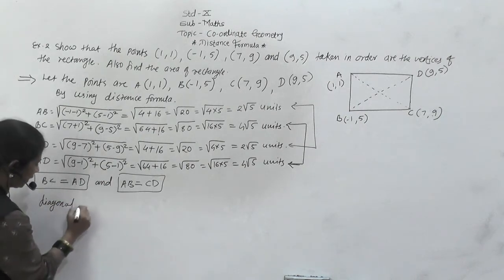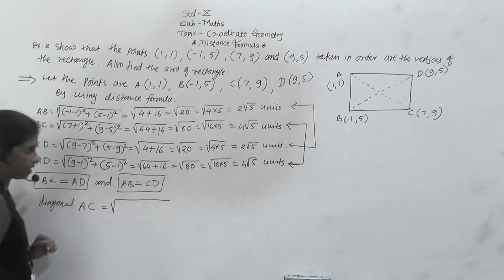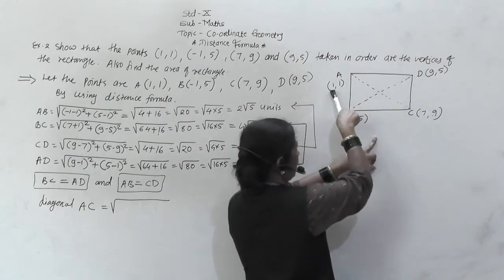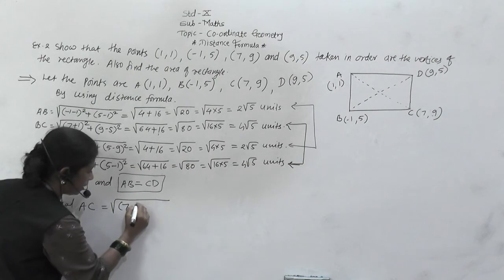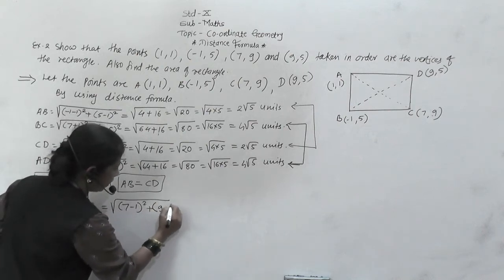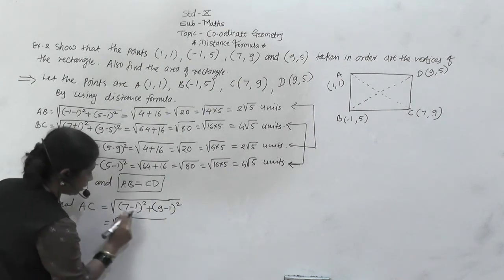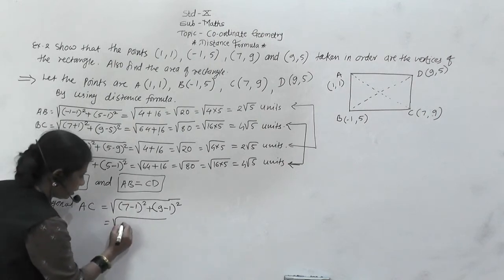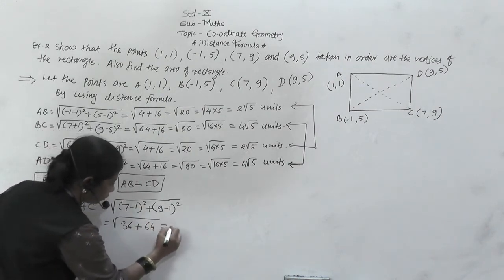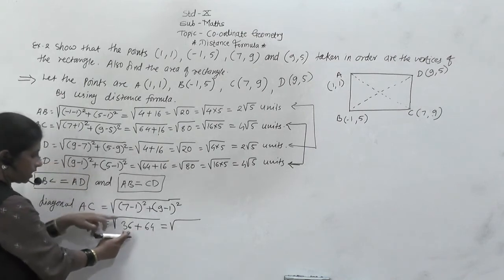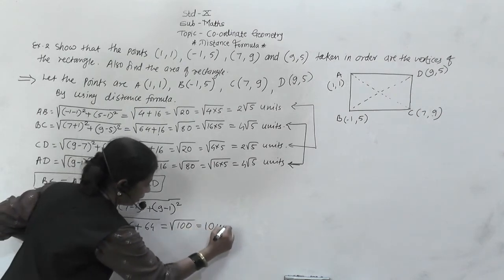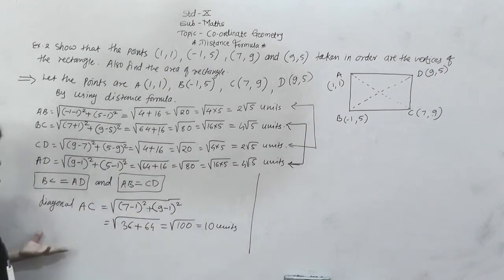What is the first diagonal? We will take that diagonal AC. Again we will use the distance formula. This is x1, y1, this is x2, y2. So x2 minus x1, 7 minus 1, 7 minus 1 bracket square plus y2 minus y1. What is your y2? 9. 9 minus 1 bracket square, right? So here 7 minus 1, 6. 6 square, 36 plus 9 minus 1, 8 square, 64. So here how much did you get? 64 plus 36, 100, you got. So what is the square root of 100? 10 units. Correct?